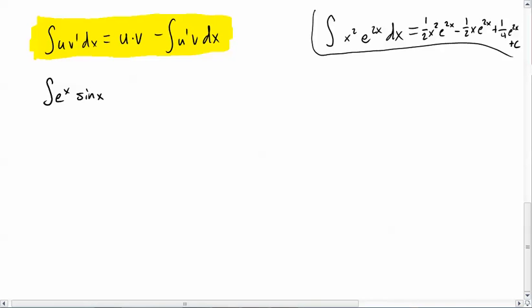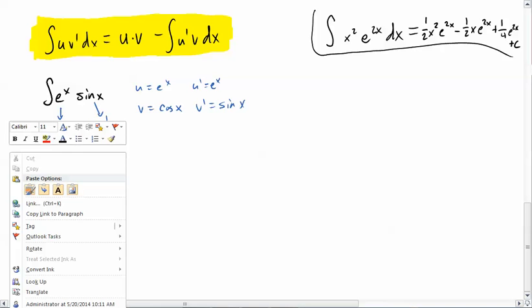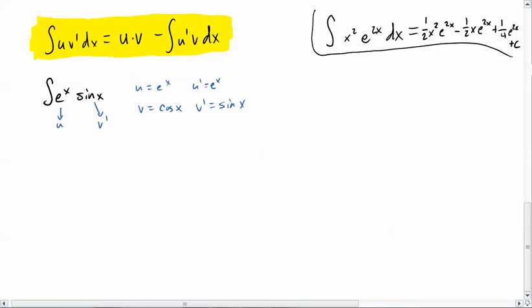Watch this. I'm telling you, this is going to be cool. So, we're going to make e to the x u. And we're going to make sine of x our v prime. Okay? So, with this, that means u equals e to the x. U prime, of course, is e to the x. V prime is, of course, sine of x. And then the integral of that would be cosine of x. Sorry, the derivative of cosine x is negative, so v is negative cosine of x.